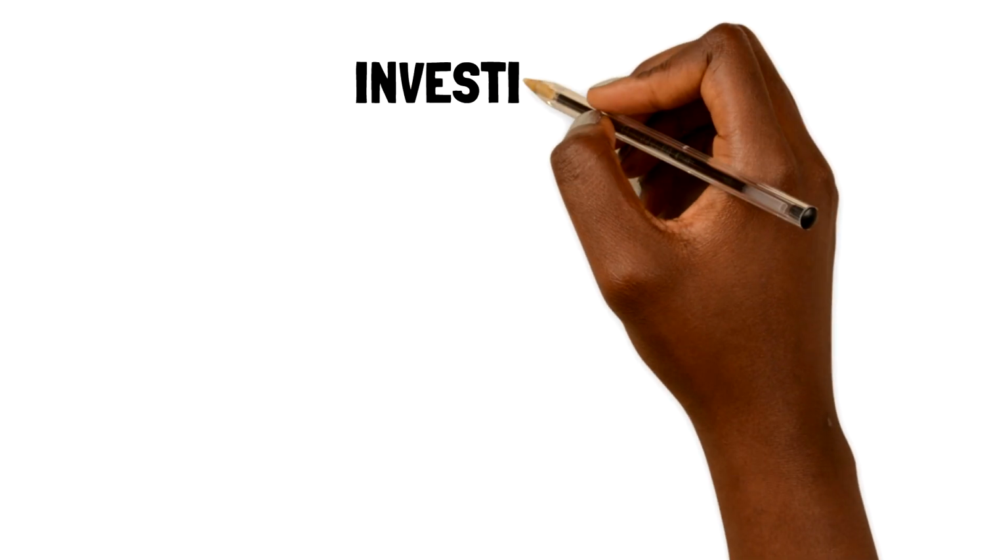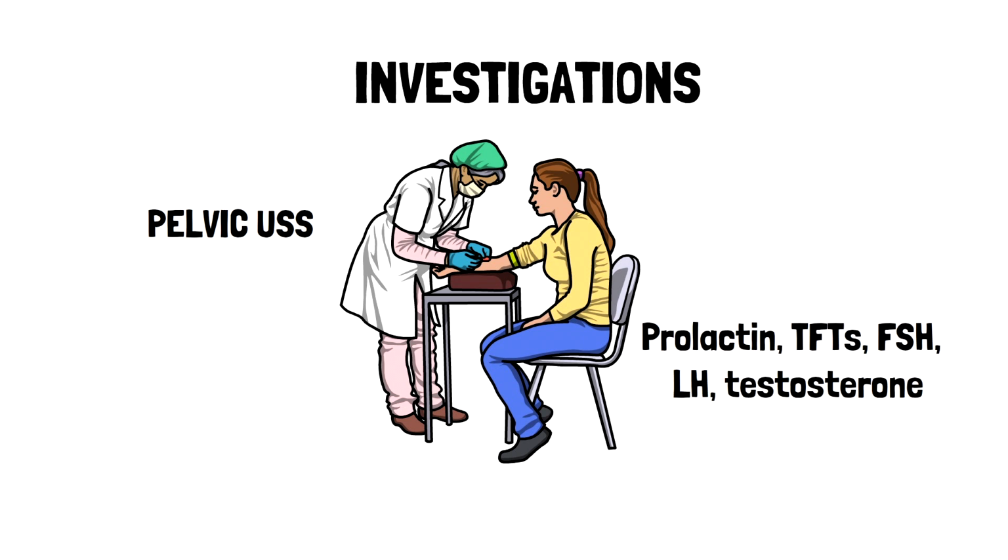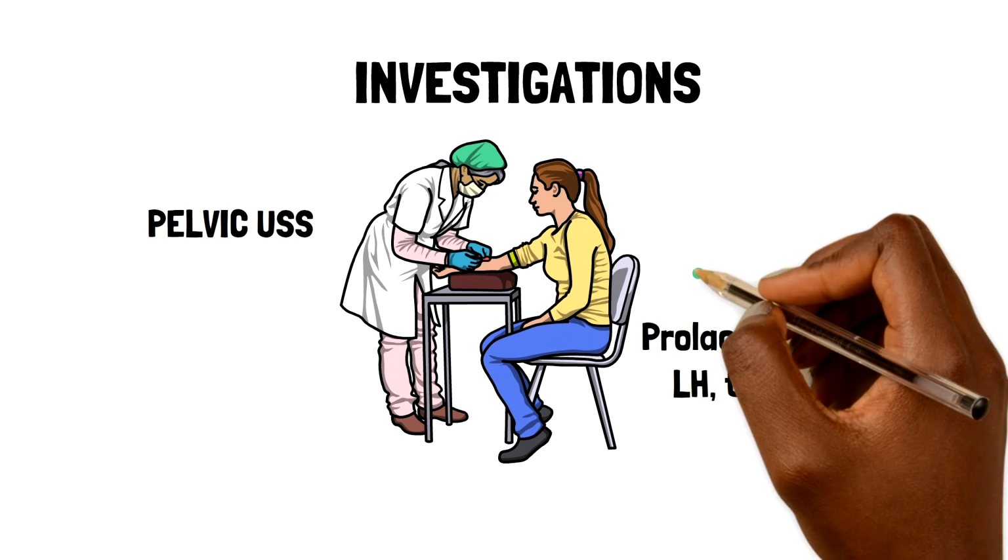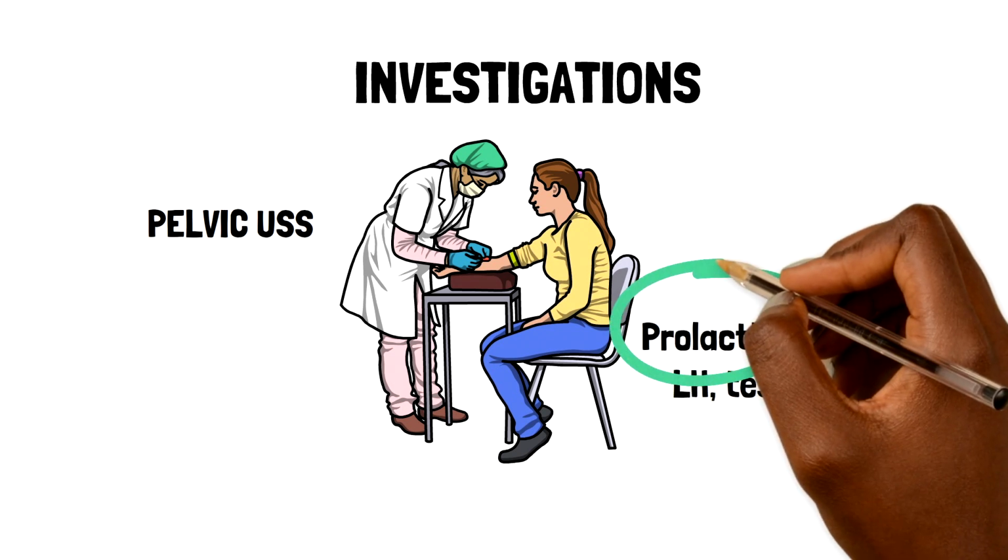We can arrange some tests in primary care to further investigate the cause of amenorrhea. Now, a pelvic ultrasound scan can be useful to assess whether uterus is present or not in primary amenorrhea, or if PCOS is suspected. We've also got our blood tests, including a prolactin, TFTs, FSH, LH, and total testosterone, if there are clinical features of androgen excess. So let's take a look at prolactin.